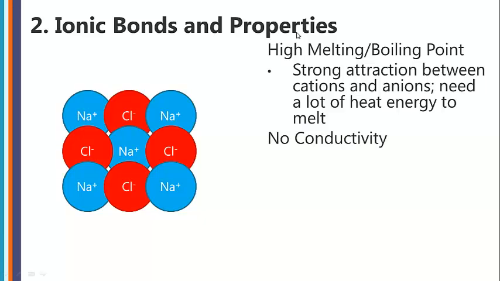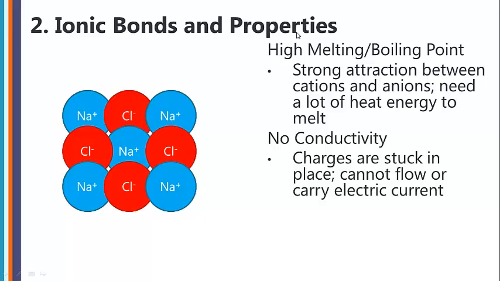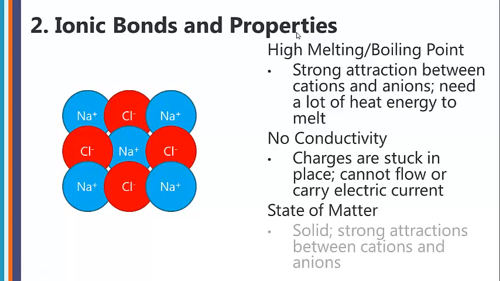There is no conductivity in an ionic compound because the charges are stuck in place. They are unable to flow or to carry electric current. And the state of matter is going to be solid, and this is again just due to those very strong attractions between cations and anions.